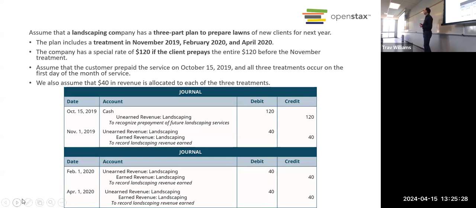And how much revenue is on their books? Exactly. Thank you, Romario. Also 120. They did the work, right? They earned everything that they initially got paid for. So it's not too hard, but that's how you journalize unearned revenue and then the subsequent revenue. Any questions or comments? Okay.